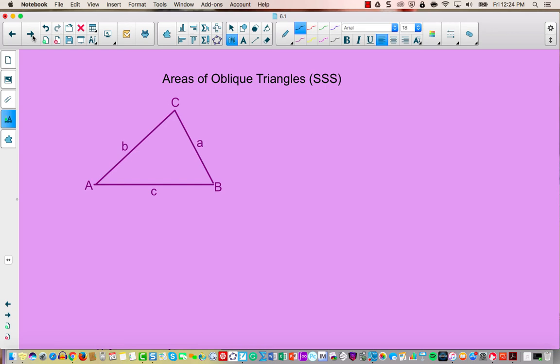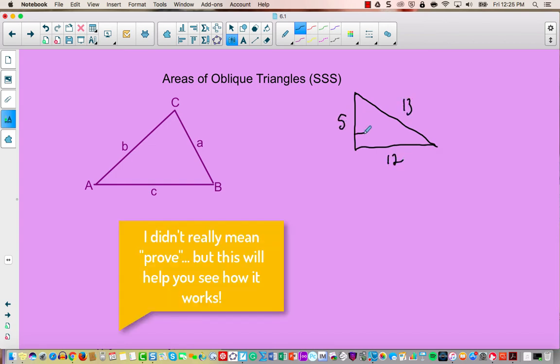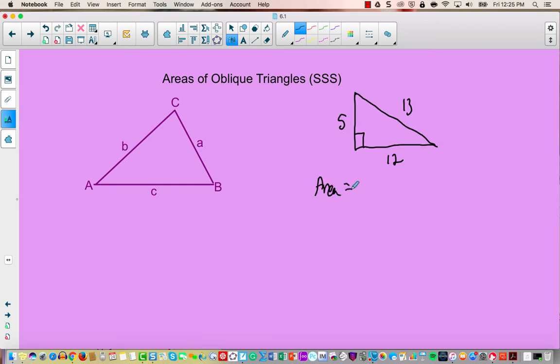But it's pretty interesting, and I'm going to prove that it works for you by taking a triangle whose three sides are known, and I'm going to make it a right triangle. So I'm going to suppose that I was given a right triangle and the sides were 5, 12, and 13, and I want to find the area of that. Well, I can use my 1/2 base times height formula on this one. And so that's easy to see that that area is 30.